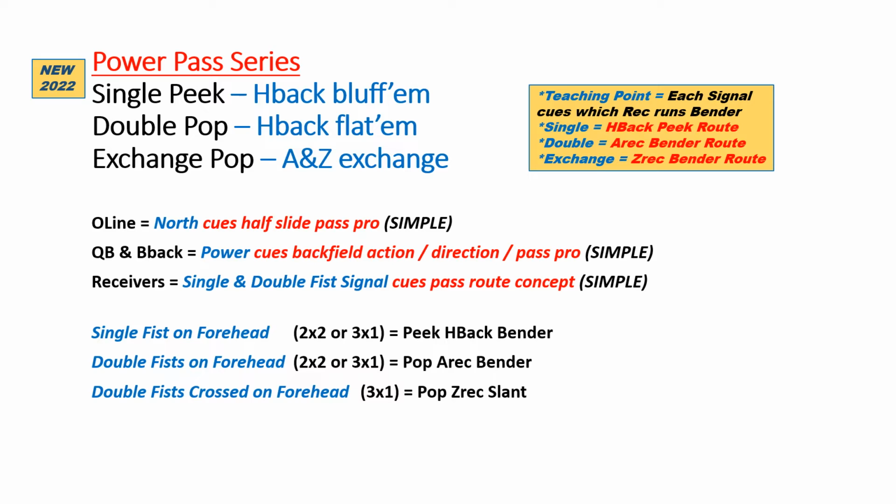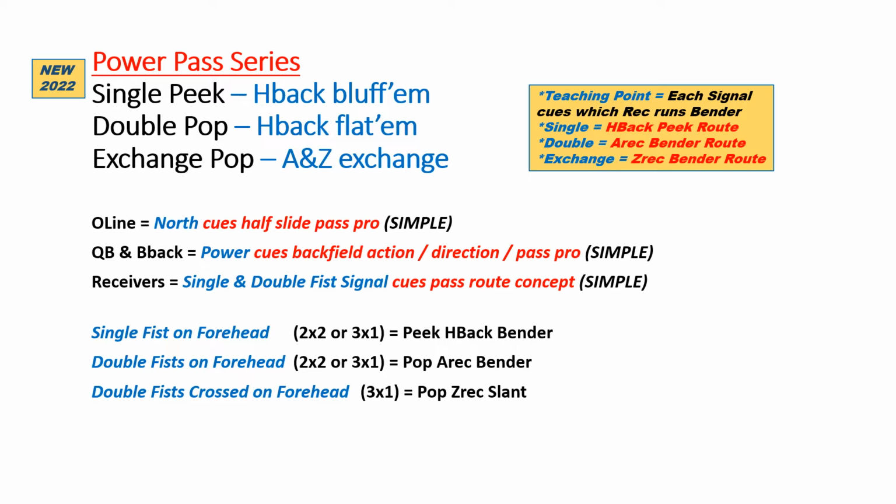All right, first an overview of our power pass series. What we call a single peek route, the H-back is going to bluff the defense and go vertical, running the bender read. A double pop route is now the H-back will go to the flats, we'll flat them. And last is an exchange pop, where the A and the Z will exchange routes. Z will now run the bender route.